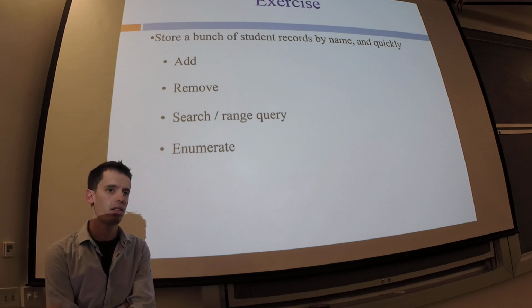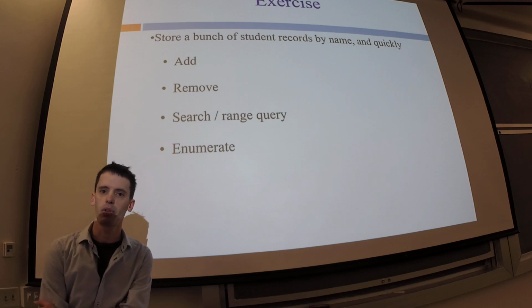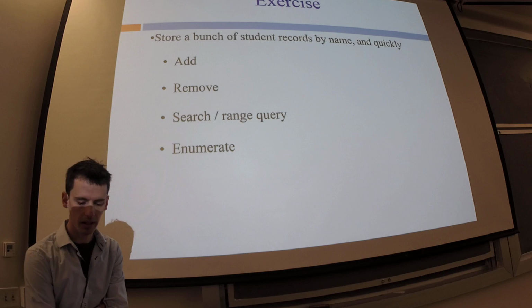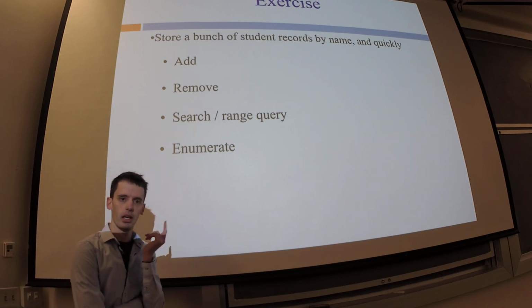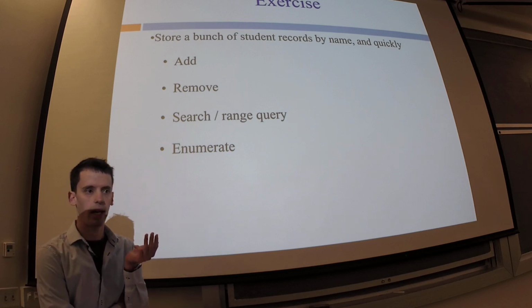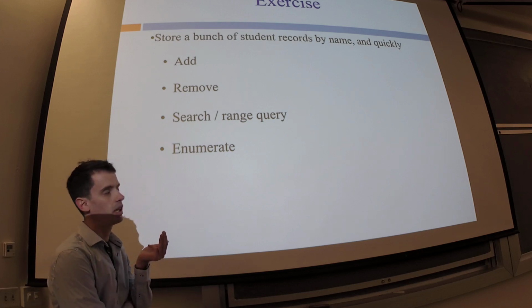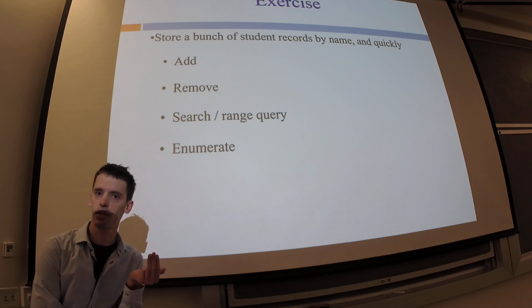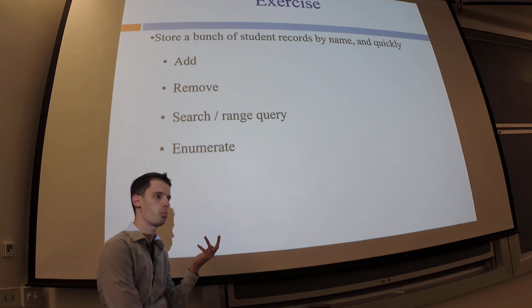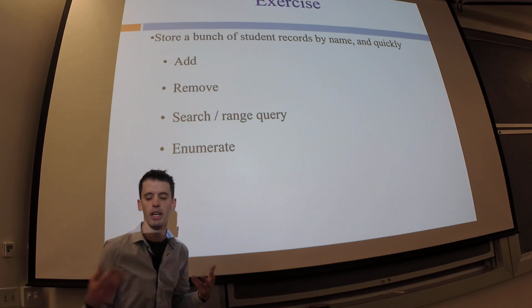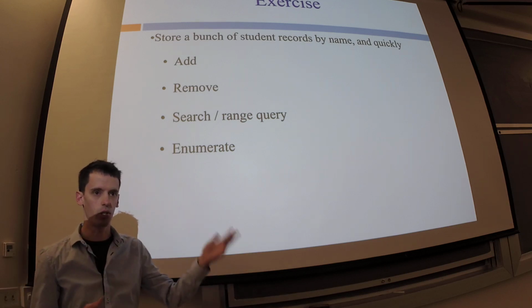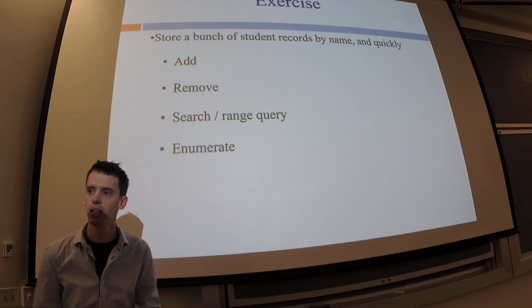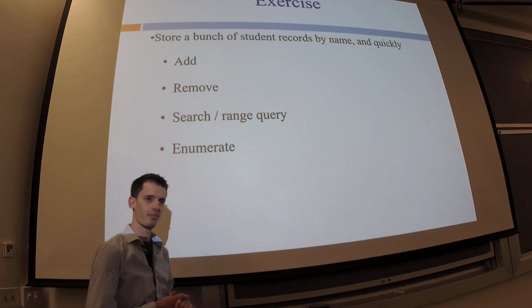Think way back to your algorithms class, 2420. We want a data structure that very quickly supports adding, removing, and searching, and specifically also range queries. Something like find all values between some min and max, like all values between two dates. And we want to be able to just enumerate all of the things. What data structure is that?